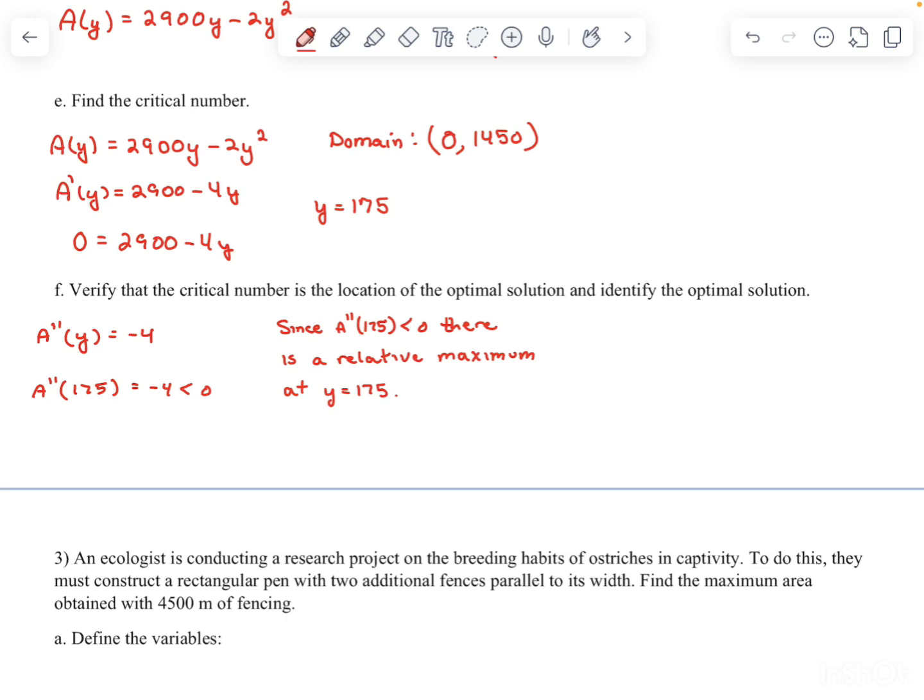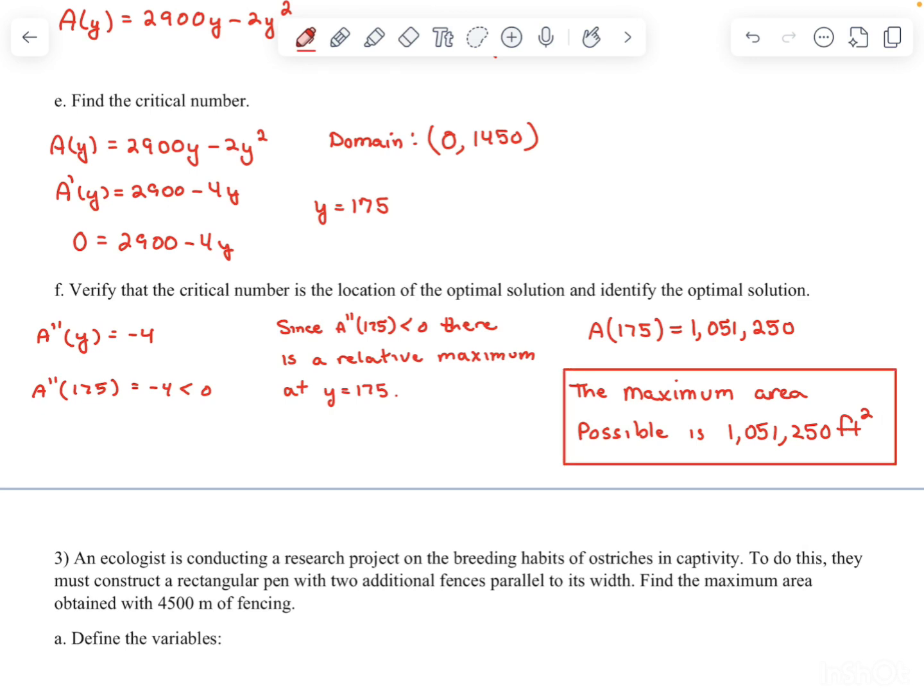Now to identify the optimal solution. So the maximum area possible is 1,051,250 feet squared. And we are done.